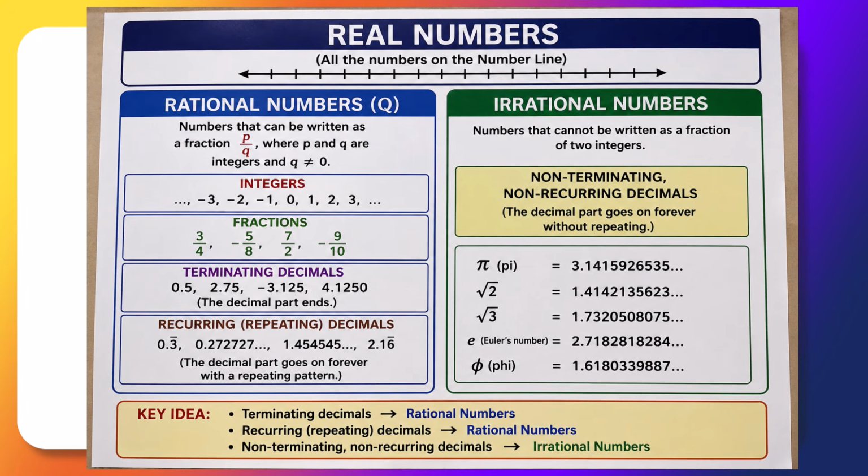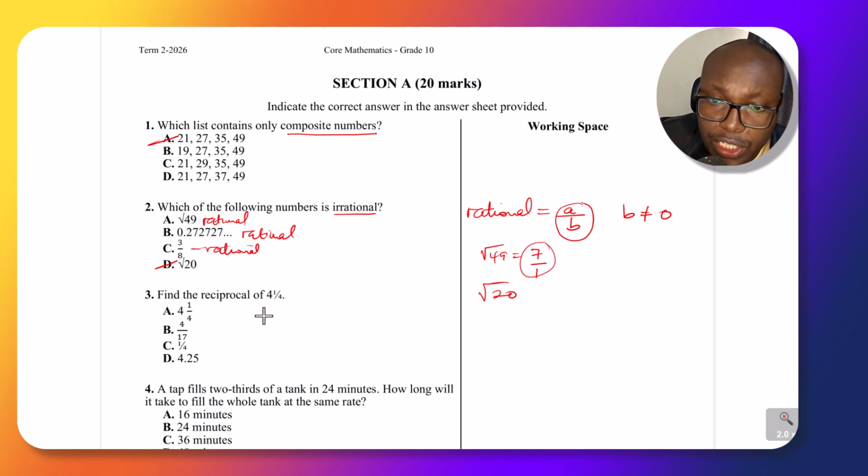Let's go to question 3. For question 3, you're supposed to find the reciprocal of 4 and 1 over 4. This one is a mixed number. So the first thing we need to do is convert that mixed number into an improper fraction. And this becomes 4 multiplied by 4 plus 1. That will be 17 divided by 4. Then get the reciprocal of this. The reciprocal of this will be 4 divided by 17.